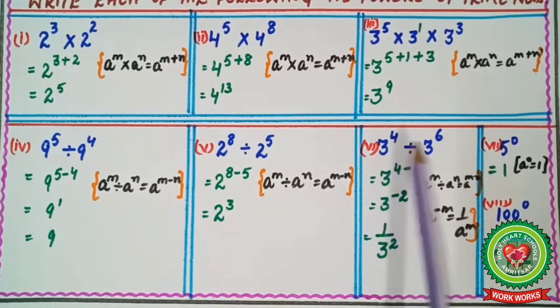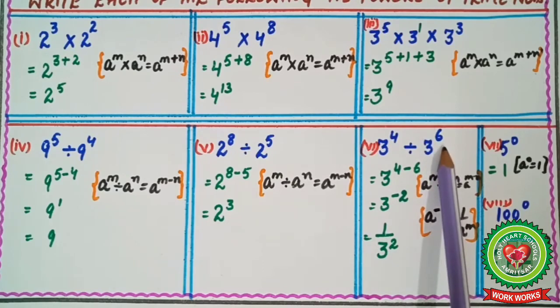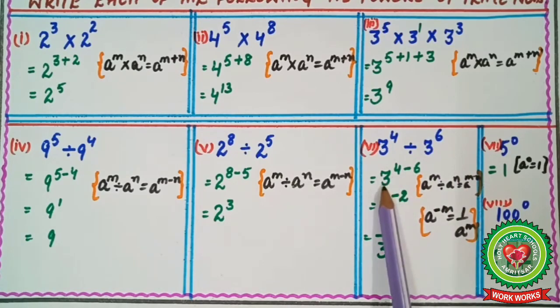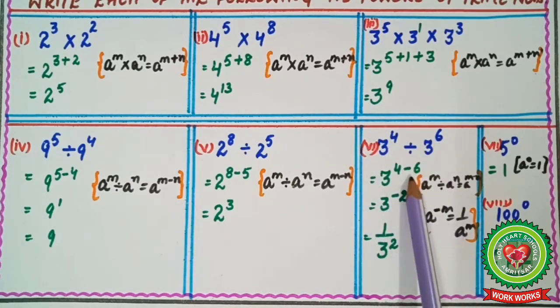3 raised to power 4 divided by 3 raised to power 6. And now here 3 raised to power 4 minus 6. Clear? Because they are getting divided, bases same, so their power will be subtracted, 4 minus 6. So here students, you are getting 3 raised to power minus 2.